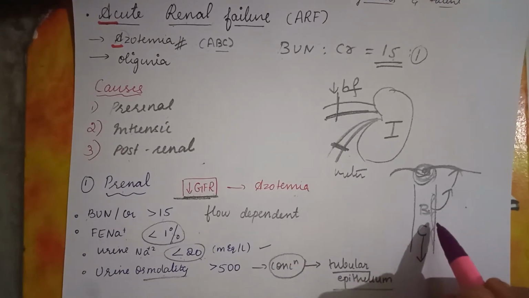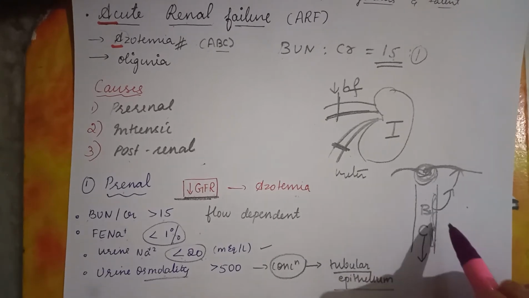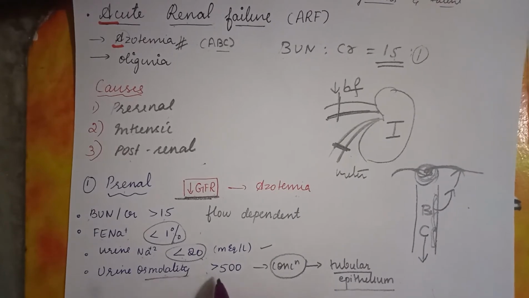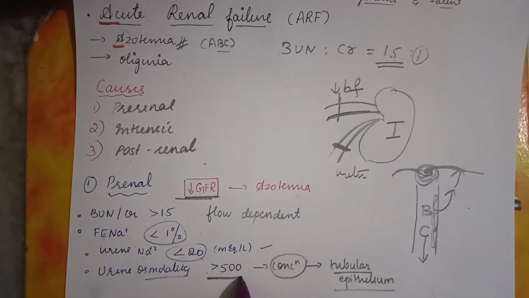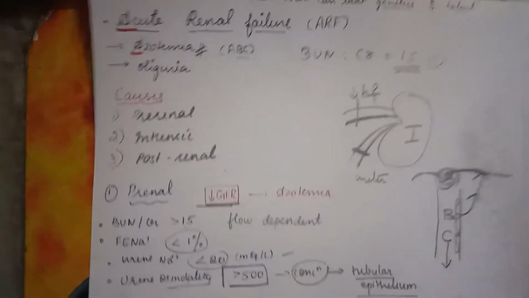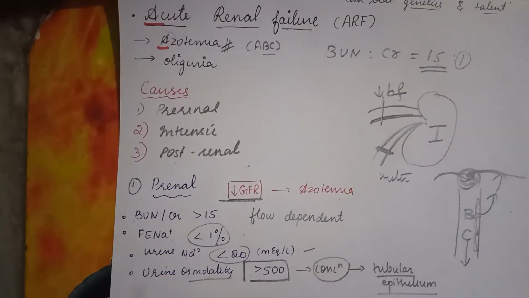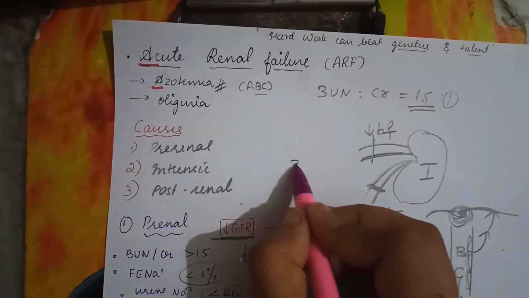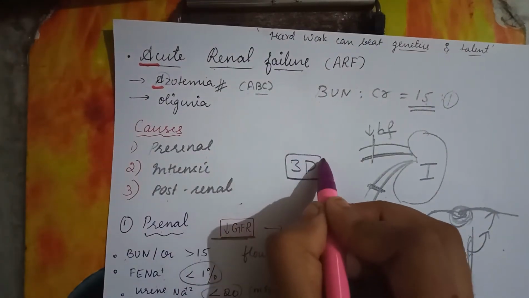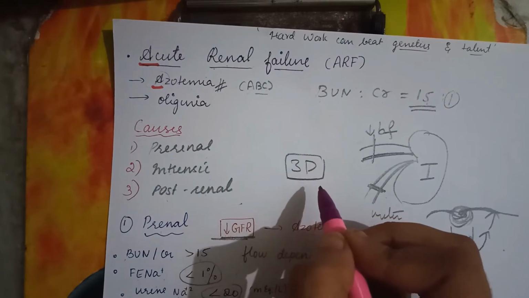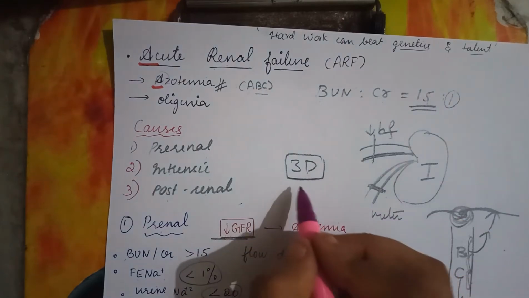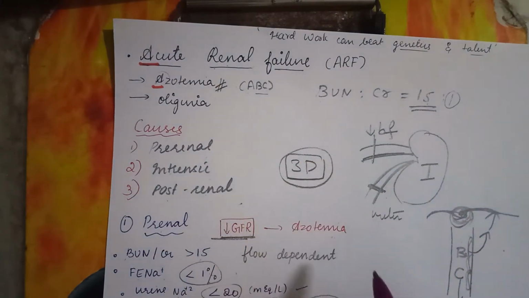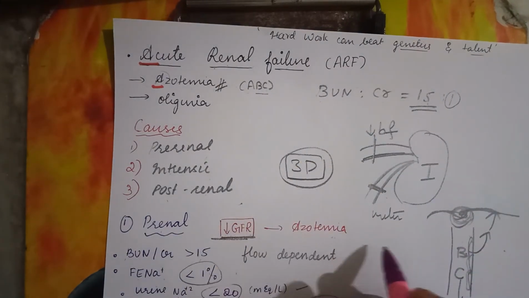We know that tubular epithelium is normal here, only the problem is there is decreased volume. Therefore even urine osmolality is normal, actually more than 500, which is pretty much okay. And the main thing: what is the cause for this? You can just remember the cause as 3D. 3D is nothing but diuresis, diarrhea and dehydration. All these 3Ds are associated with hypovolemia, in which there is decreased flow of blood to the kidney.